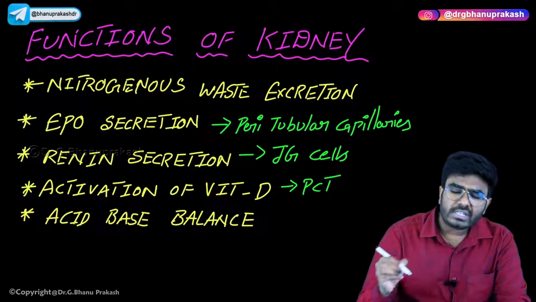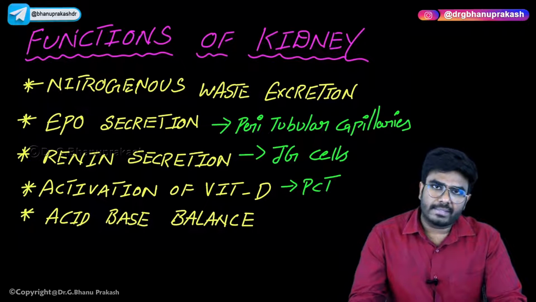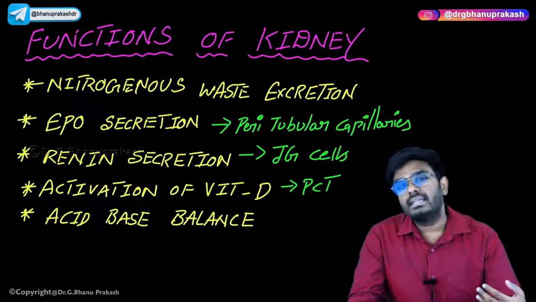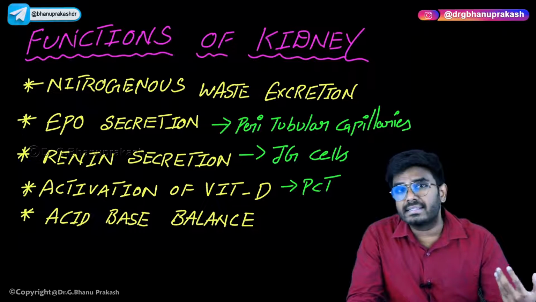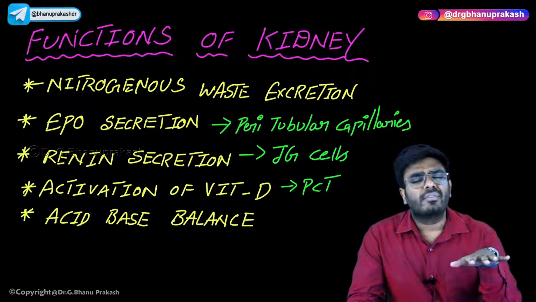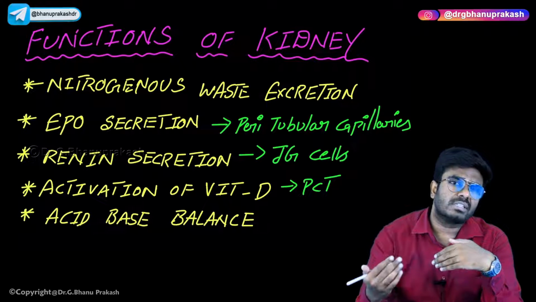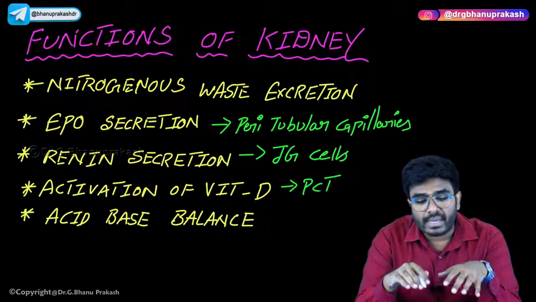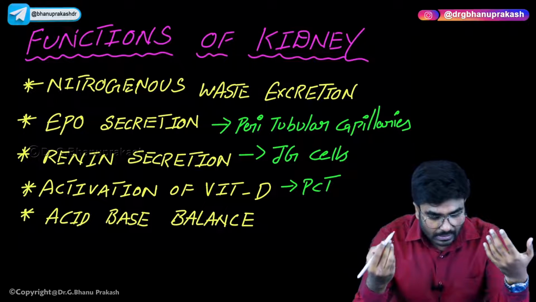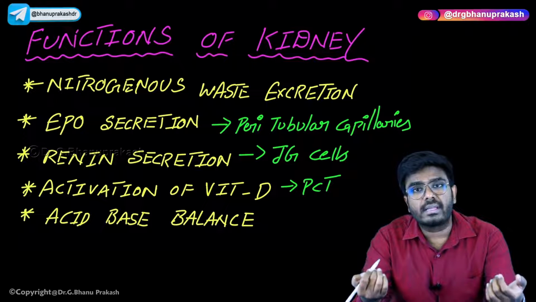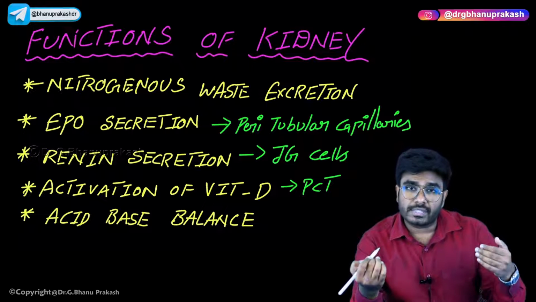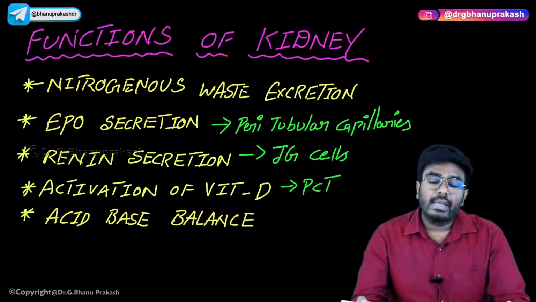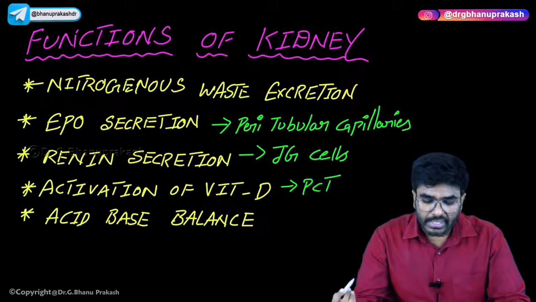Now, the last function of the kidneys is acid-base balance. All the time the acids and bases in the body need to be balanced, otherwise the person will suffer with alkalosis or acidosis. For the regulation of acid-base balance, there are many levels of systems present in the body. Lungs have a role in regulating the acid-base balance. Kidneys have a role in maintaining the acid-base balance. Buffer system is there. There are many levels of regulation of the acid-base balance, but one of the important levels is done by the kidneys also.